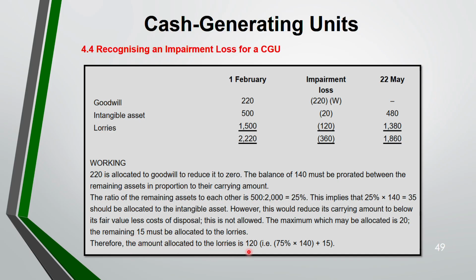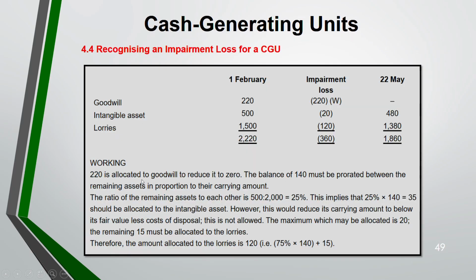How did we get 120? If 25% is for the intangible asset, the balance 75% will go for lorry. So 75% into 140, that is this, and plus this 15 that has not been allocated to the intangible asset. So you have to add the 15 later. But first take 75% of 140. Do not take 140 plus 15 into 75%, or 75% of 15. 15 is separate. So it's 120. And you take 120 here. Okay.